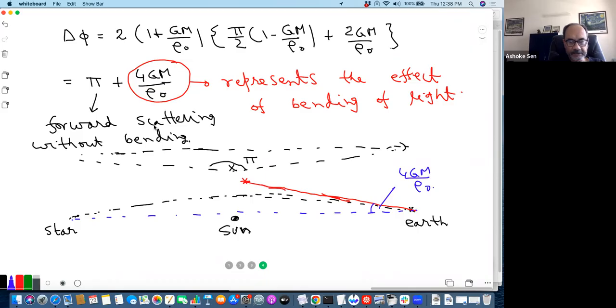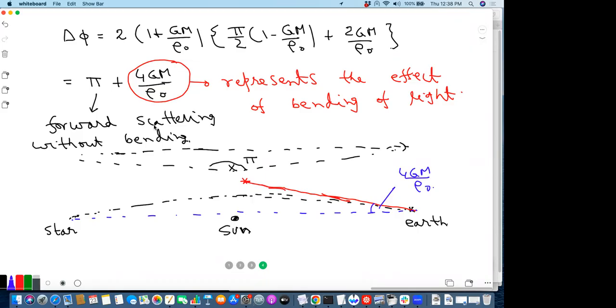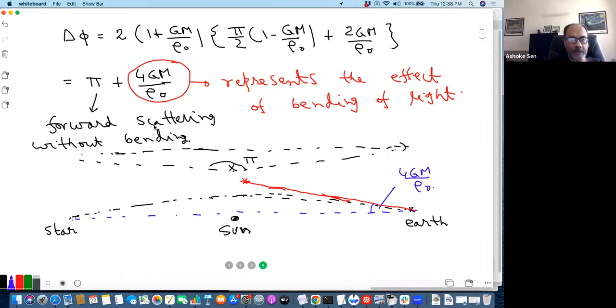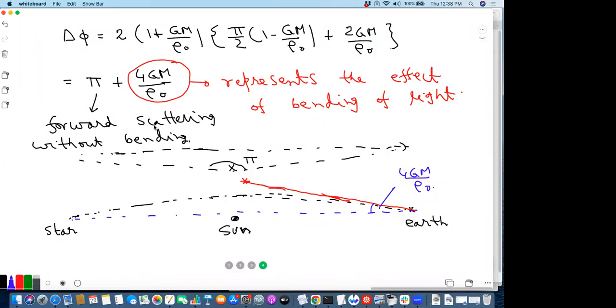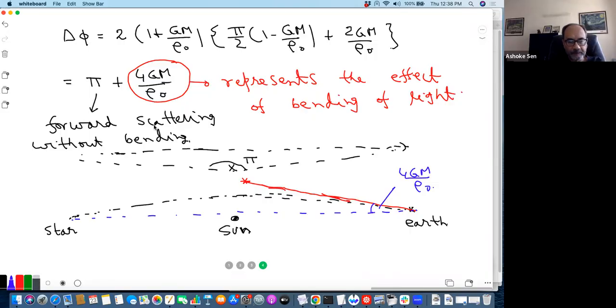Are there questions? In the Newtonian case, delta phi would have just been pi, nothing else. In the Newtonian case, we don't even know how to calculate because Newton doesn't tell us how gravity acts on light. If you assume that gravity doesn't act on light, photons are massless objects, and if gravity couples to mass, then it shouldn't couple to light. Then the answer would have been just pi because the photon would have just gone straight.